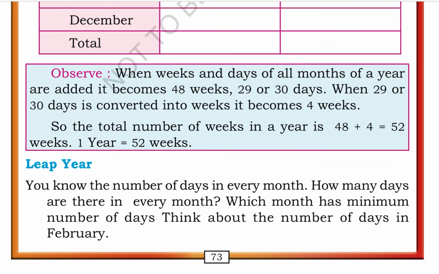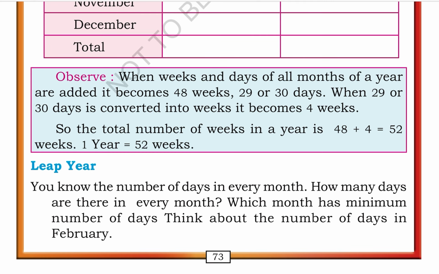Here, see, only focus on this. In one year we have 52 weeks. Okay, this one you please remember. How many weeks are there in a year? 52 weeks. Then we will move on to the next heading, leap year.